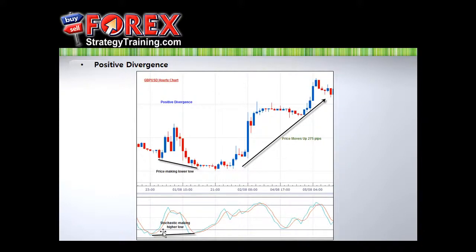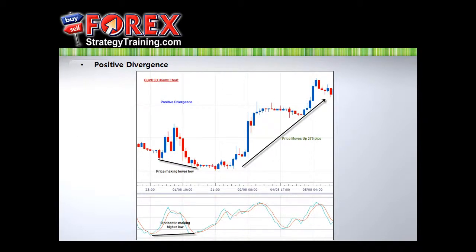Okay, but the stochastic makes a higher low. You can see this low is higher than here. This is what we call positive divergence. So the positive divergence is telling us that price is going to move up, and sure enough, you can see the price moved up by 275 pips after the formation of this positive divergence.